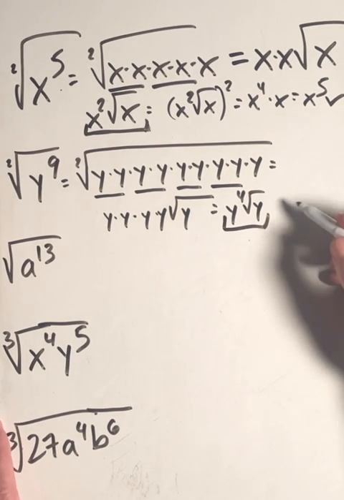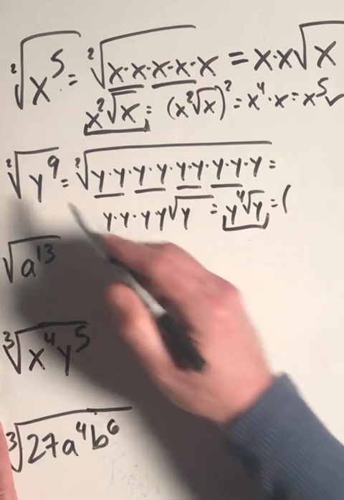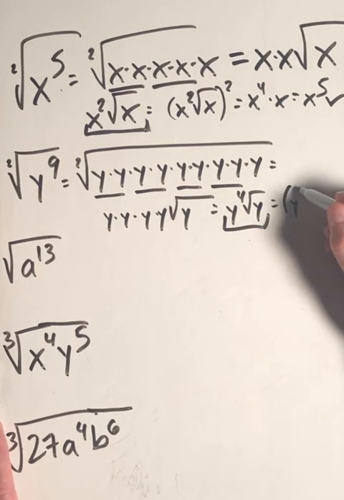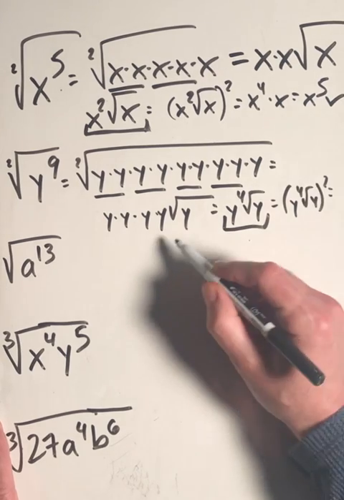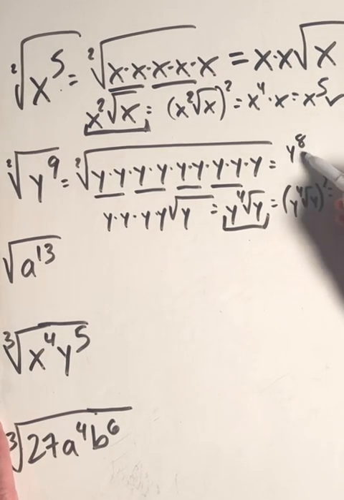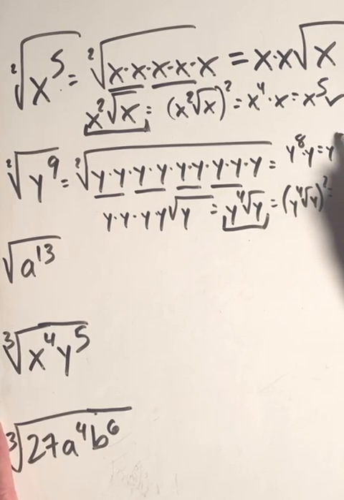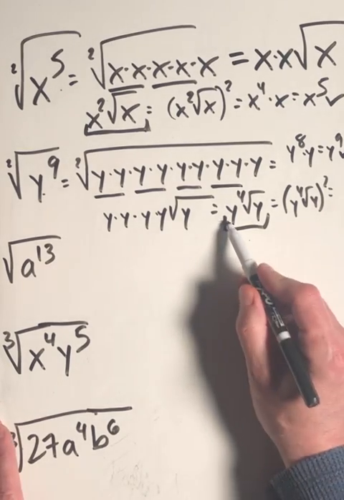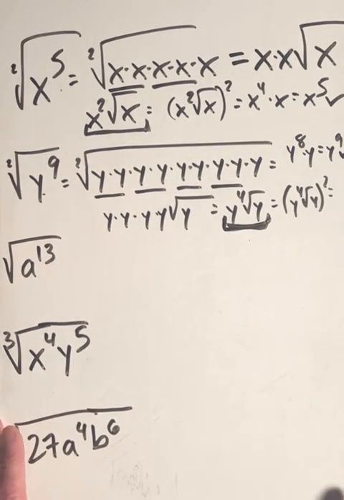If I wanted to check that, I would take that to the second power. I would raise it to the power of the index. Y to the 4th squared would be y to the 8th. The square root of y squared would just be y. Y to the 8th times y would be y to the 9th, which was my original radicand, so I know that I've simplified this properly.